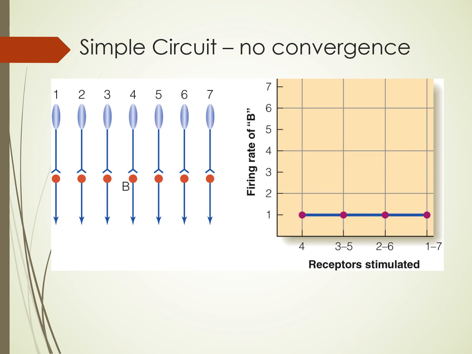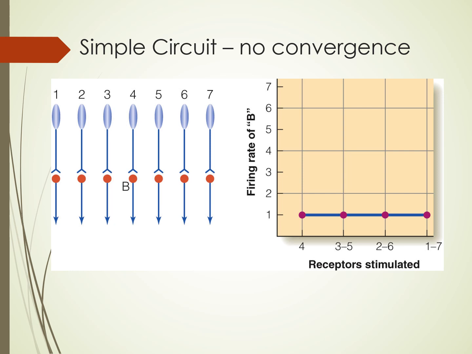I take that bar out farther, so it's a bar of light hitting receptors 3 through 5. But B is really only being influenced by receptor 4, so I'm going to stay firing at 1. I can make that bar of light longer, 2 through 6, and B is still just going to fire at a rate of 1. I can make that bar of light even longer, hitting cones 1 through 7. Here at B, I'm still just being influenced by receptor 4, and I'm still going to fire at a rate of 1.